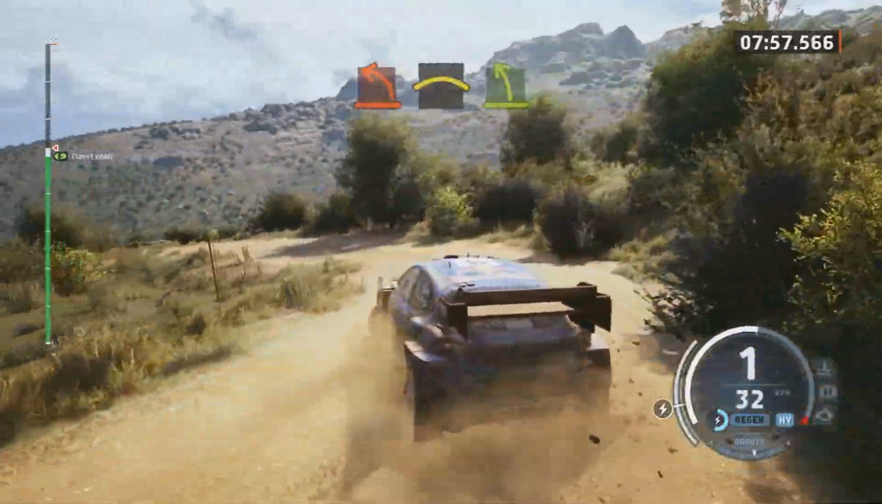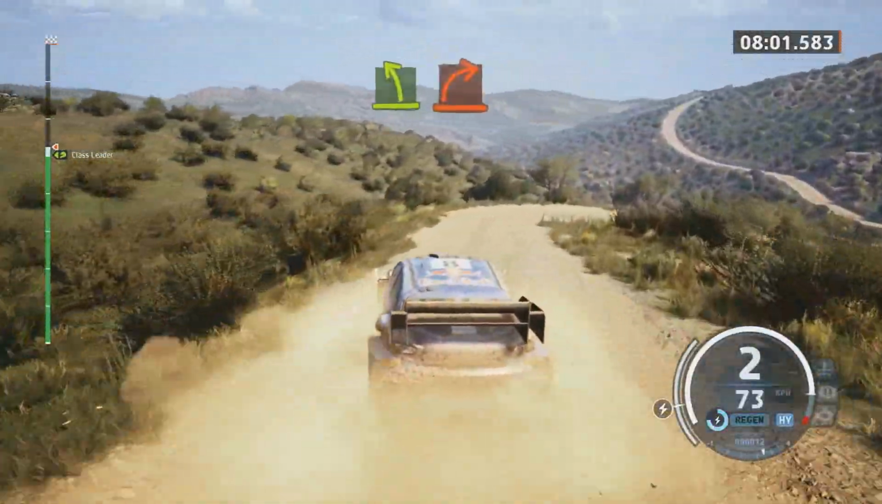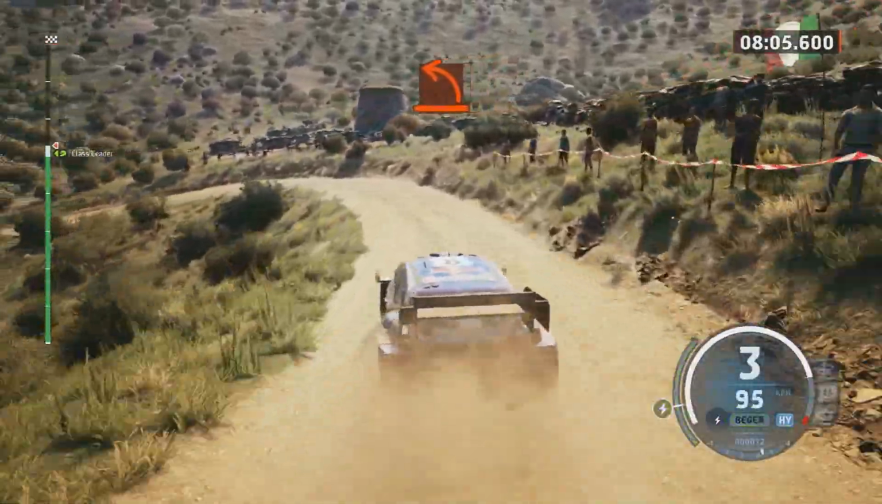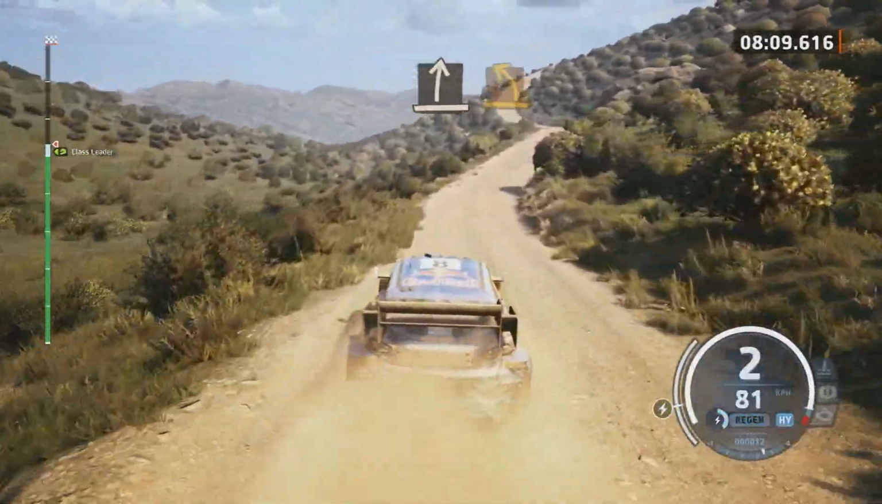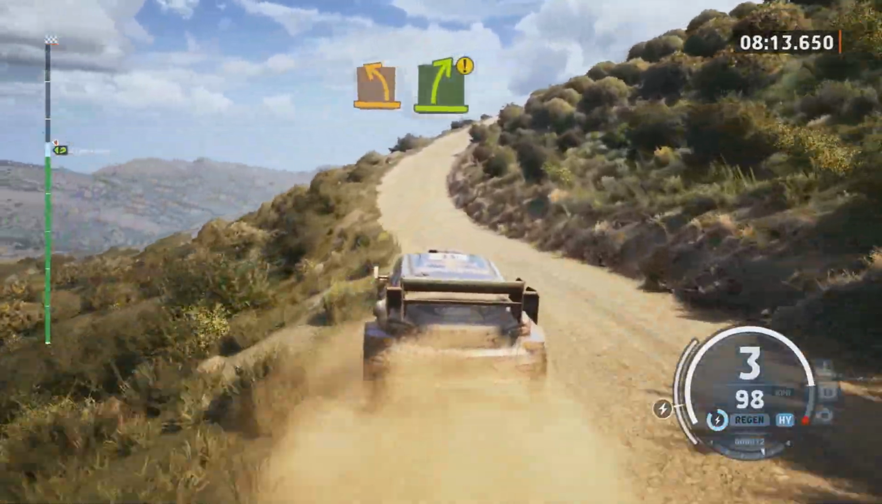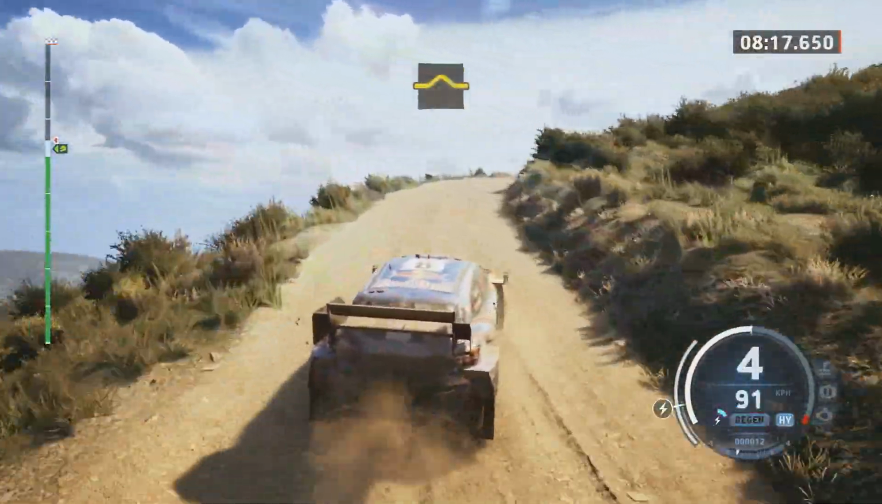Crest, easy left, hard right. Hard left, slight right. Medium left, crest, and easy right, caution. Right of a bump.